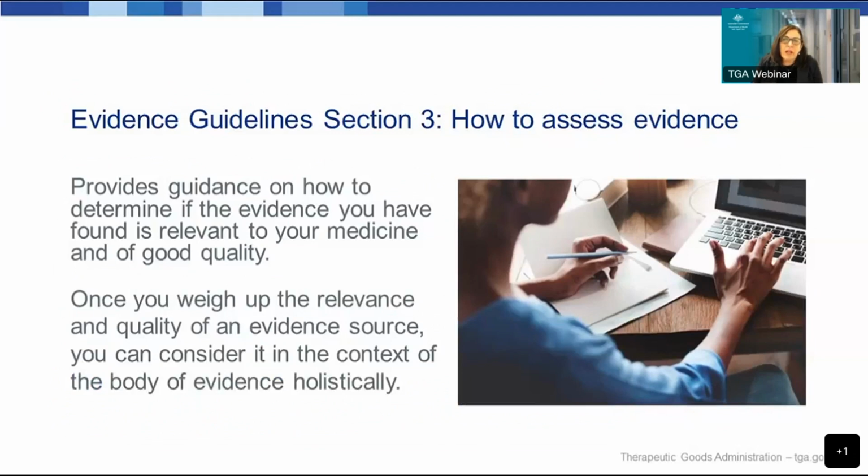Evidence Guidelines Section 3 is on how to assess evidence. It provides guidance on how to determine if the evidence you have found is relevant to your medicine and of good quality. Once you weigh up the relevance and quality of an evidence source, you can consider it in the context of the body of evidence holistically. While this section is more focused on assessing individual evidence sources, it is also important to consider how each evidence source contributes to your evidence package as a whole.